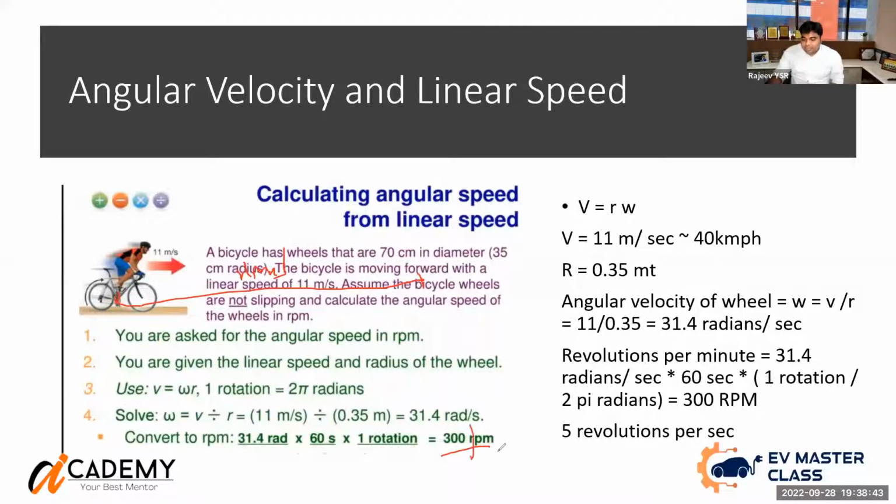If you want to convert that 300 revolutions into seconds, you divide by 60. That means for this cycle to move 11 meters per second, the wheel has to revolve 5 revolutions per second. Guys, is it clear? That is how we got the relation between the linear velocity of the cycle and the angular velocity of the wheel. Is it clear?